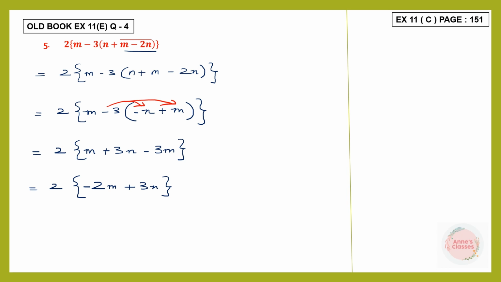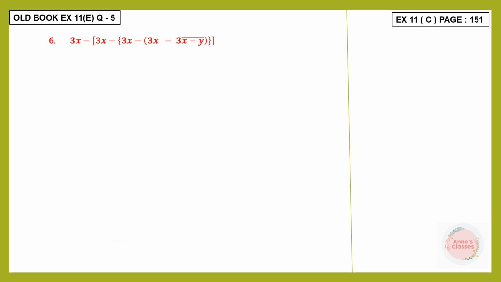So now the multiplication becomes easier. So multiply 2 into minus 2m. So 2 2s are 4. The sign is minus, 4m. Then multiply 2 into plus 3n. The sign is plus, 2 3s are 6, 6n. So this is our answer, minus 4m plus 6n.